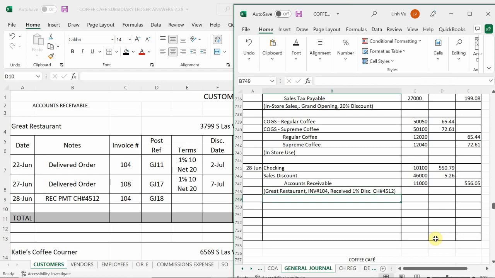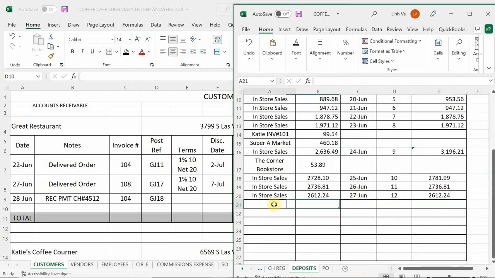So let's first do one thing at a time. We received a check for $550.79. So I'm going to put that in my deposits. Okay? Who is this from? Great Restaurant. Okay? For the $550.79. Okay?